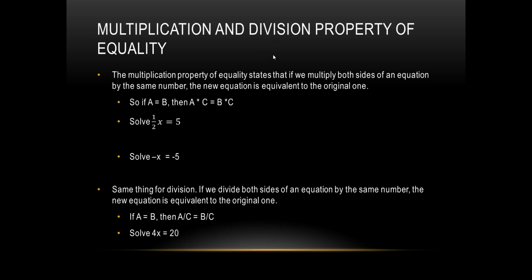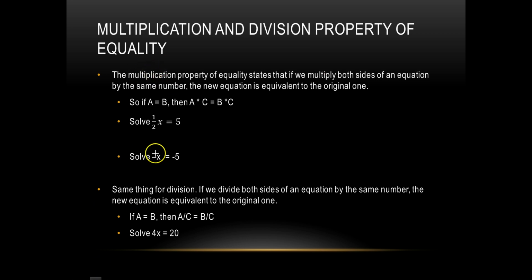Now the multiplication property and division property of equality. The multiplication property of equality states that if we multiply both sides of an equation by the same number, the new equation is equivalent to the old one. So if we have an equation a equals b, then a times c is equal to b times c. So let's solve 1/2 x is equal to 5.